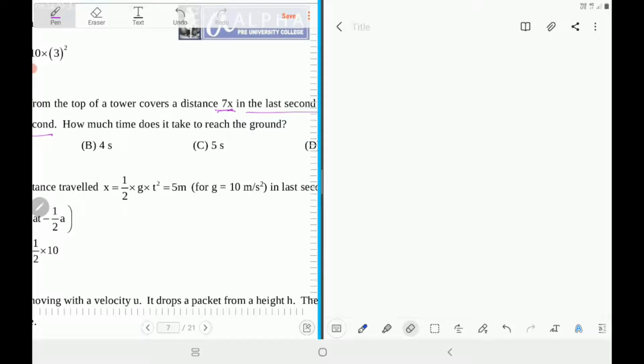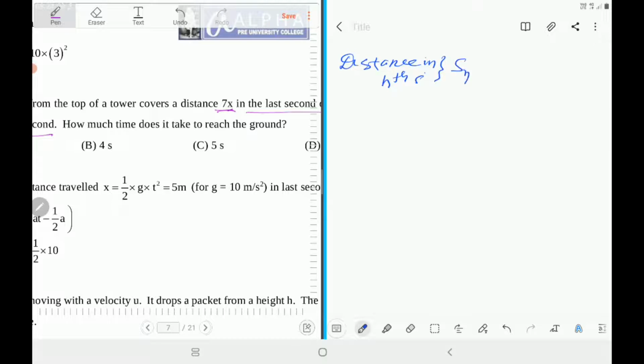Look, this is based on the distance covered in the nth second. Let us suppose the distance in the nth second I write Sn. What is the formula? u plus a/2 times (2n minus 1). You don't know what the value of n is, how much time it fell.